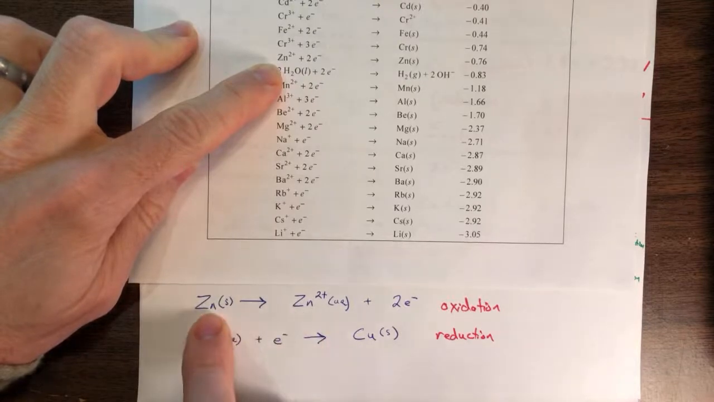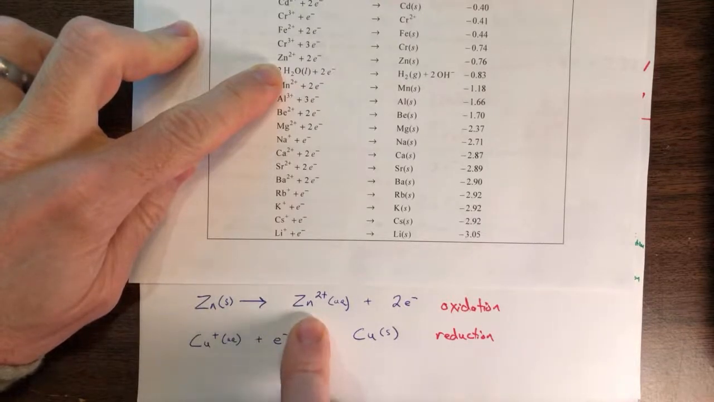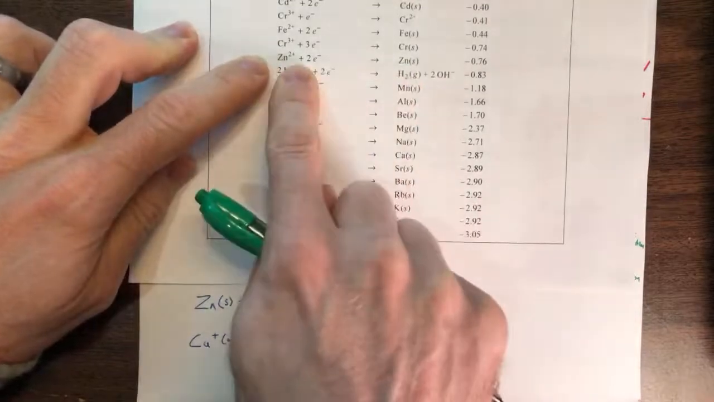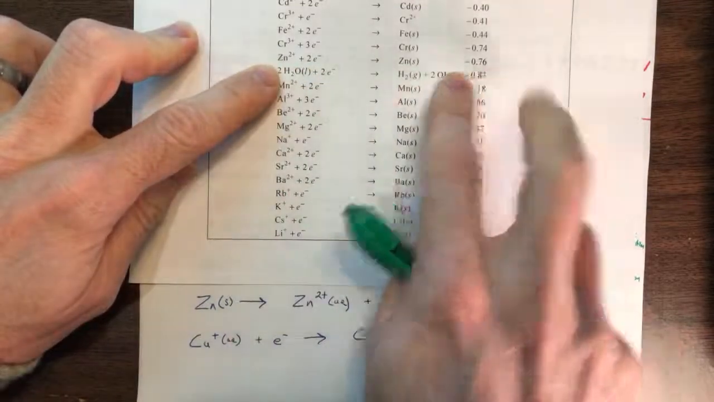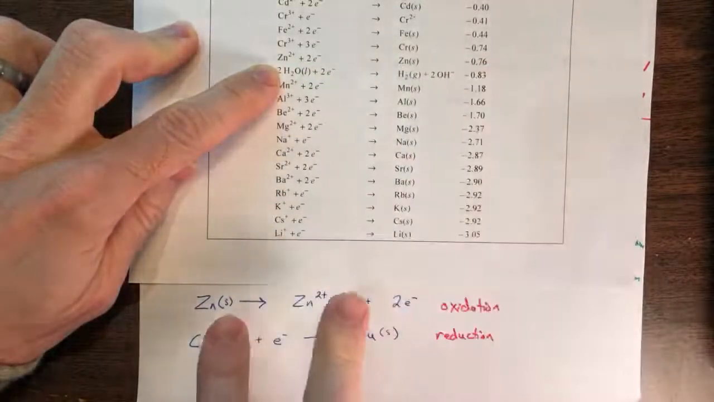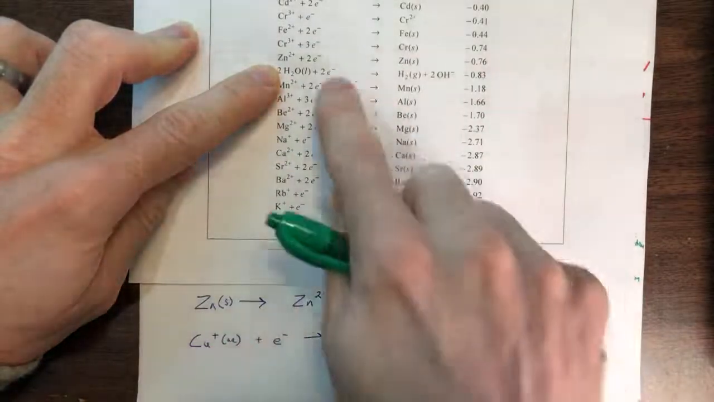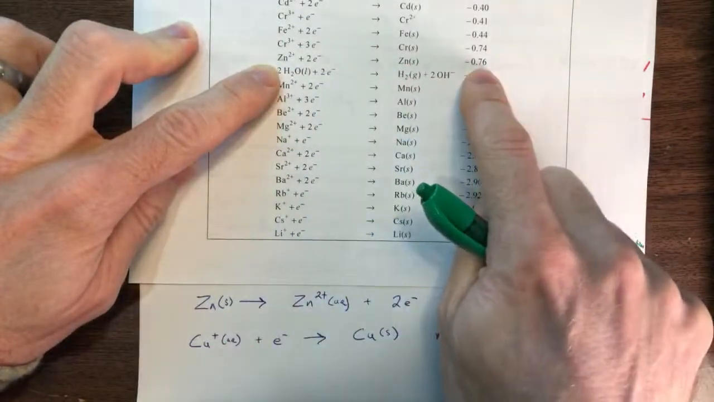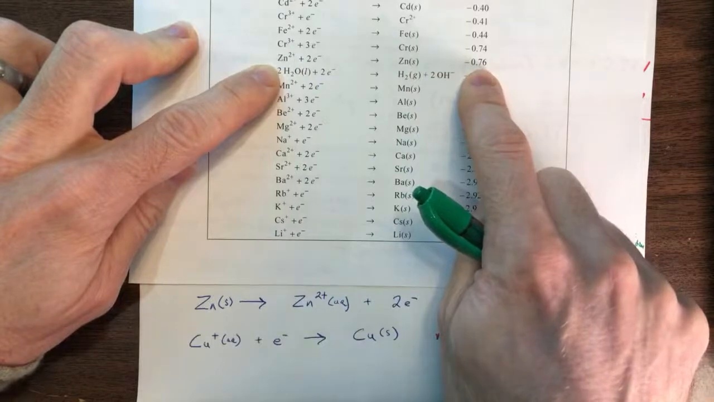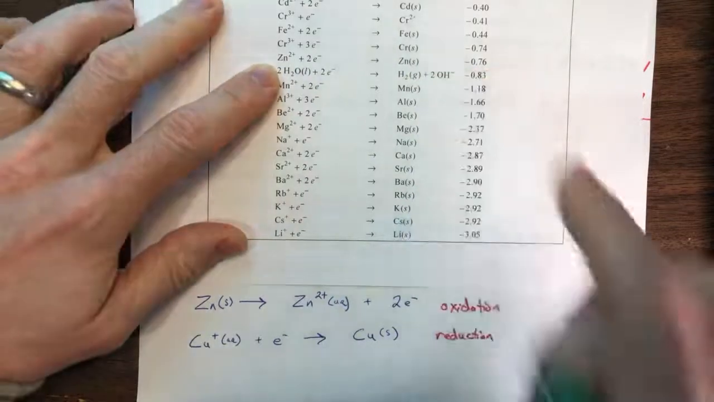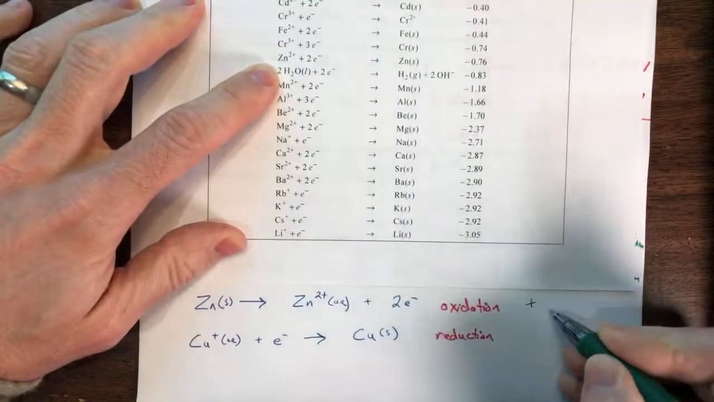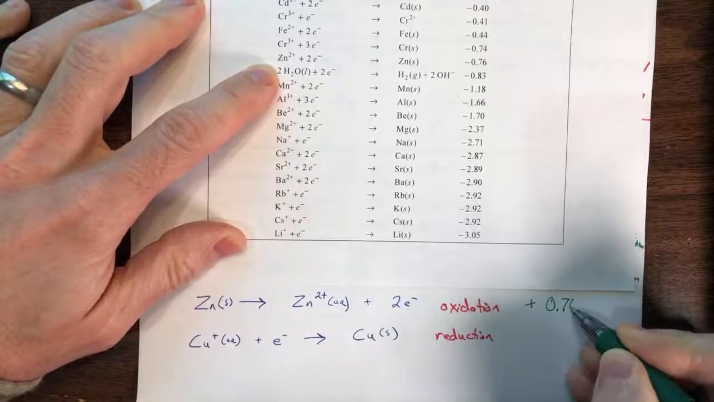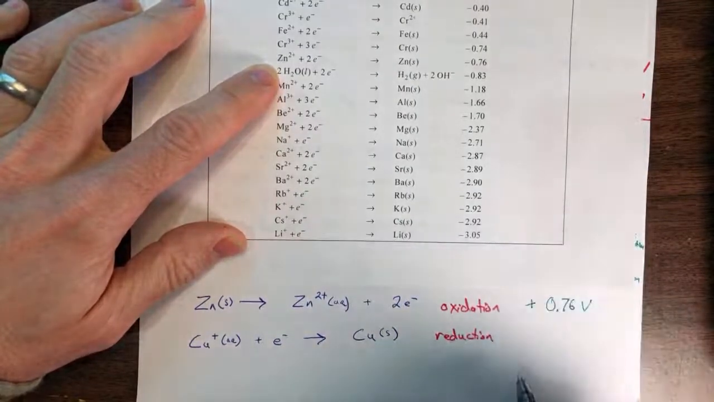So zinc solid is going to zinc 2 plus, which is the opposite of what's right here. This is zinc 2 plus going to zinc solid. So we need to reverse that. If we flip over this equation, that means that this voltage is also flipped. So it should be positive 0.76 volts for that half reaction.